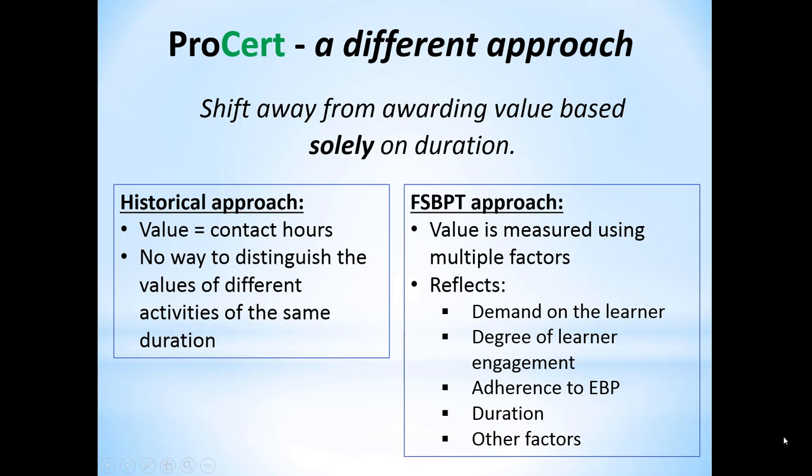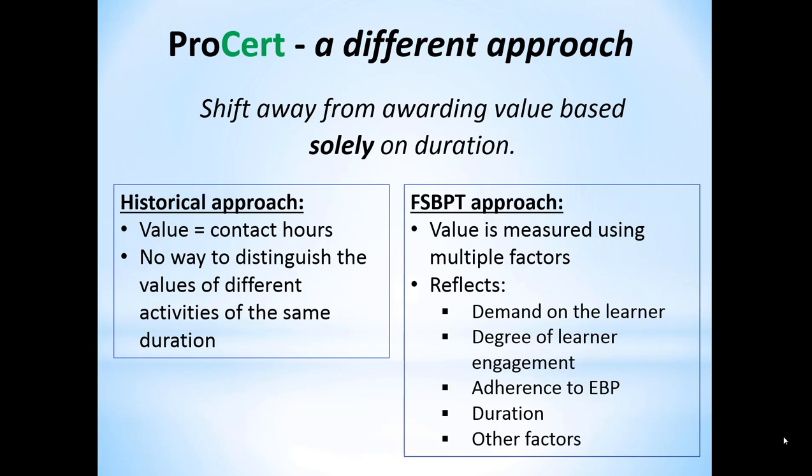So really what we're talking about with ProCert is a very different approach. If some of you have performed reviews for other organizations, other entities, we really want you to know that we come at this in a very different way. We're shifting away from awarding value to an activity based entirely or solely on that activity's duration. So it's often described in terms of seat time. If you are occupying a seat for 6 hours, most other evaluators will decide that the value of that activity is six contact hours, 6 hours, and so forth.